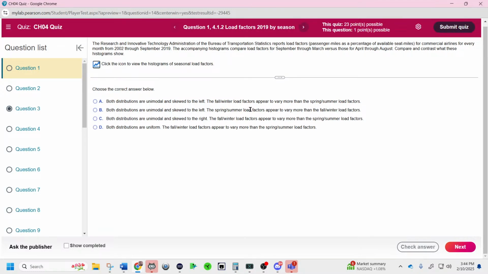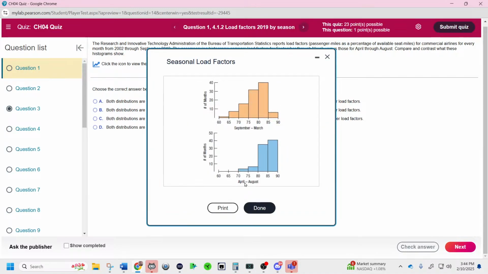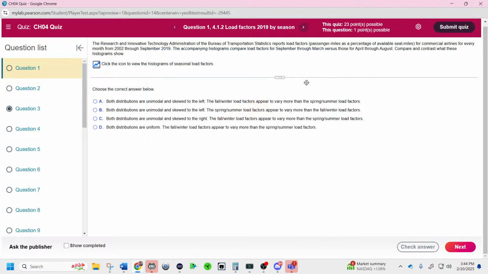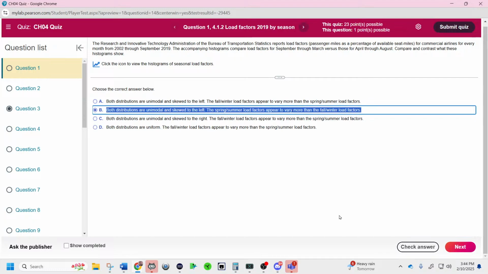Which ones have more variety? The ones that vary more is April, August, which is the summer months. September through March, that's winter. So summer has more variety. Summer varies more. I think that's right.